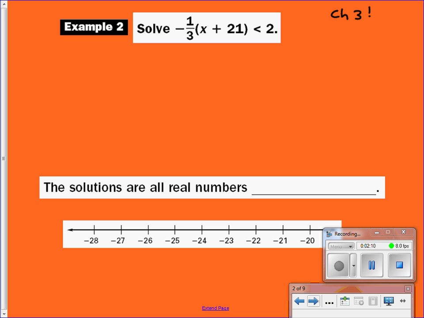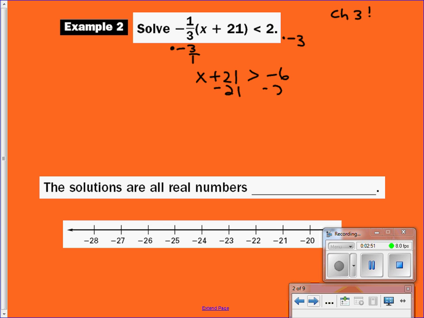Looking at this one, I have negative 1/3 times x plus 21 is less than 2. You've got a couple options. You can distribute this negative 1/3 and get rid of that and then solve, or you'd come up with the same answer, or because it's negative 1/3 times this thing, I can get rid of this negative 1/3 by multiplying by its reciprocal, negative 3 over 1, or basically negative 3. That means x plus 21. Now, I've multiplied by a negative, so I flip the sign, greater than negative 6.